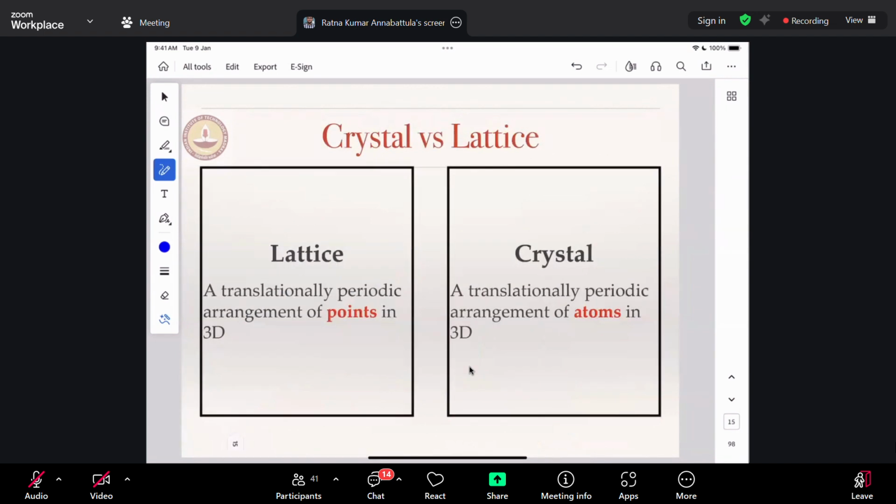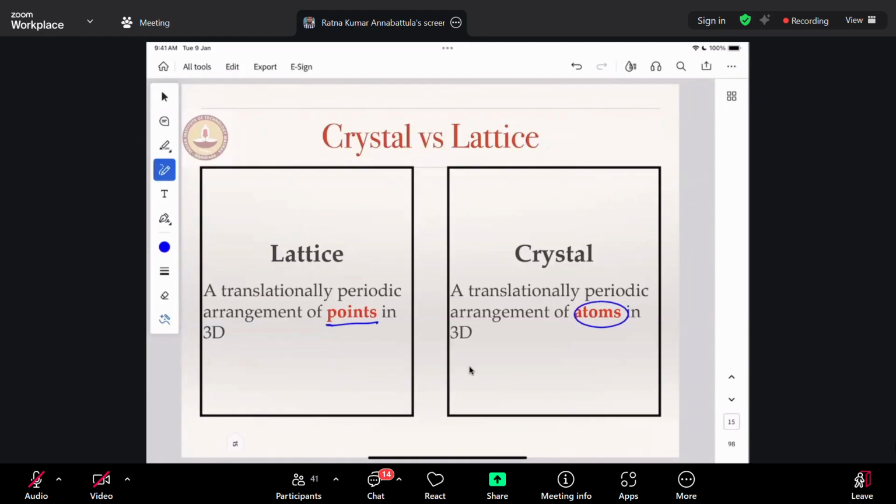Okay. So I have talked about lattice, and many times we get confused between what is a lattice and what is a crystal. What is the difference between a crystal and a lattice? This is important, so we need to fix that confusion. A lattice is simply a translationally periodic arrangement of points. If you're only talking about points, that is what a lattice is in 3D. All these points, if they are occupied by atoms, then it is called a crystal. That is the only difference.